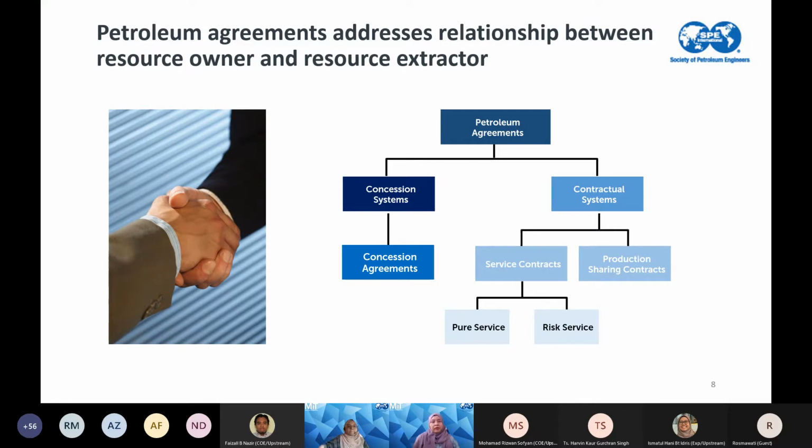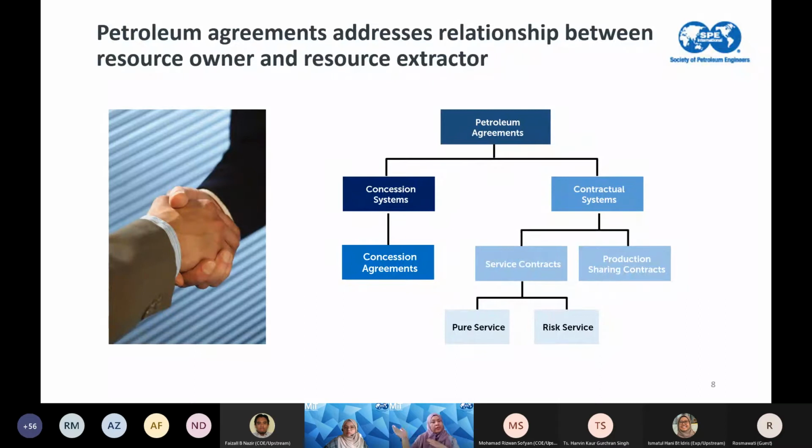A risk service contract, however, carries an element of risk in essence. So what happens in a risk service contract? An operator or a contractor expects to be rewarded more than just for the cost, but also for taking additional risks in developing the resource or carrying out the development plan.